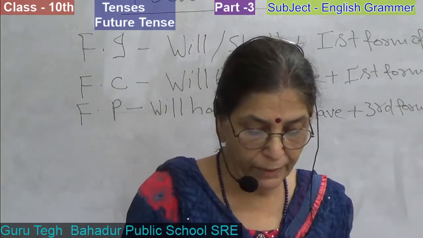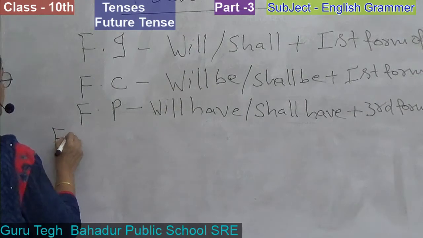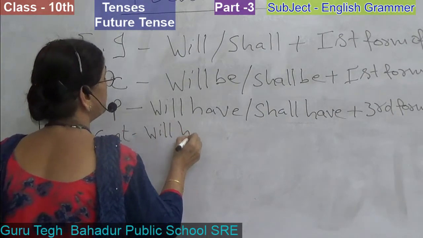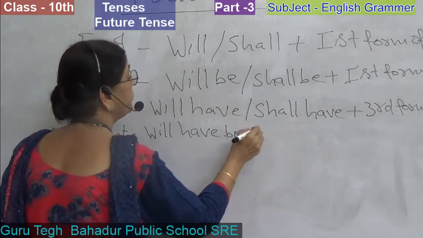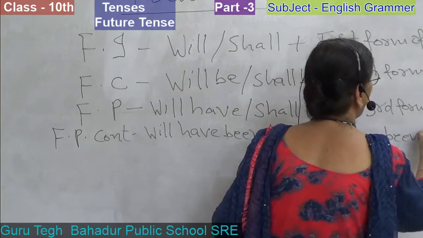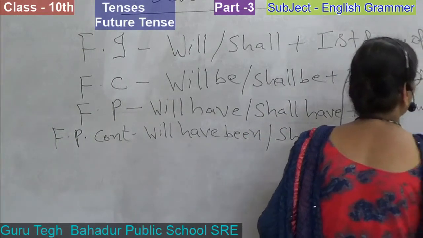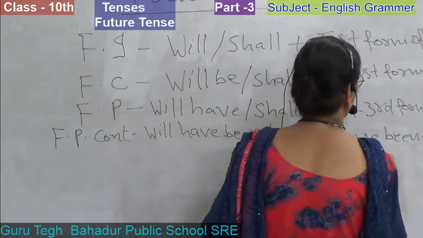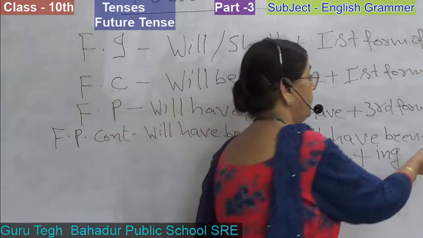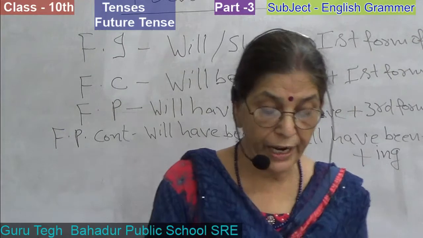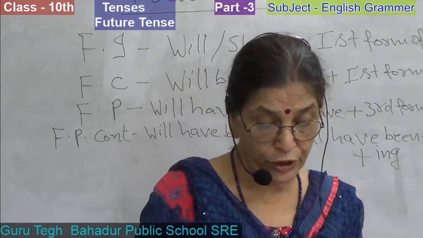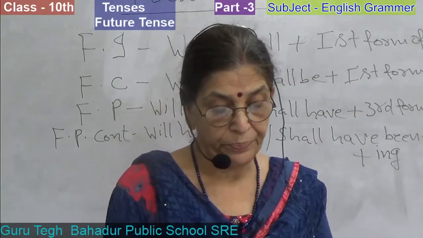Then we come to the future perfect continuous tense. Here the helping verbs are will have been, shall have been, plus V1. V1 stands for first form of verb, plus ing. So the helping verb will have been, shall have been, plus verb first form plus ing. Where do we use this tense? It is used to express an action going on till some point in future time or for some period of time in the future.